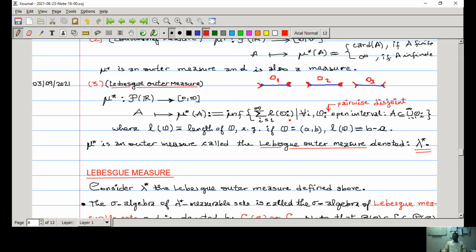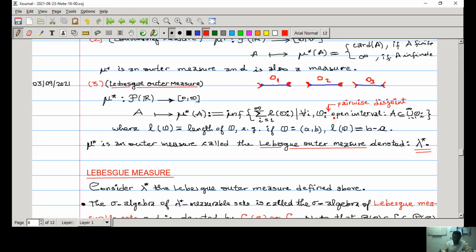Right? And that is it. And that will be your mu star of A, because that will be the smallest. Because you try to take the smallest. This infimum, in fact, is on the open set. So this summation, this infimum, is on the open set.